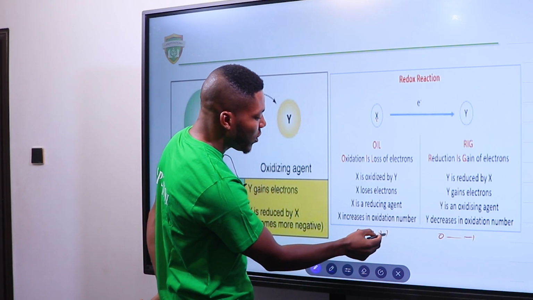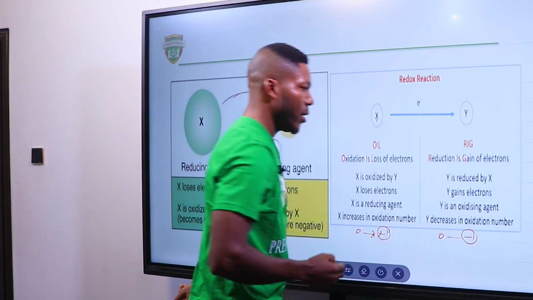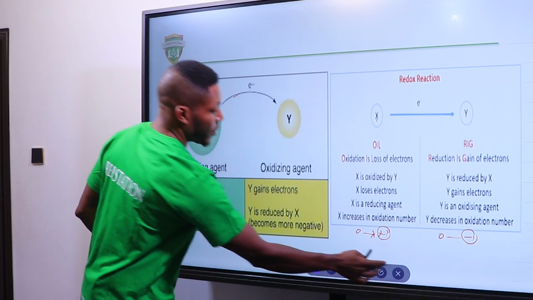As this electron is going out, where does it go? It enters Y. That's how it works. So it's a simultaneous process.